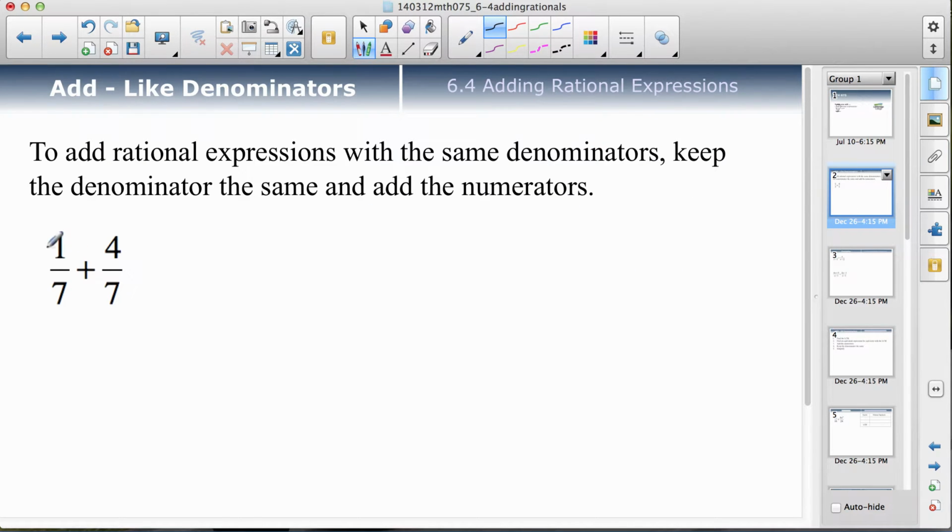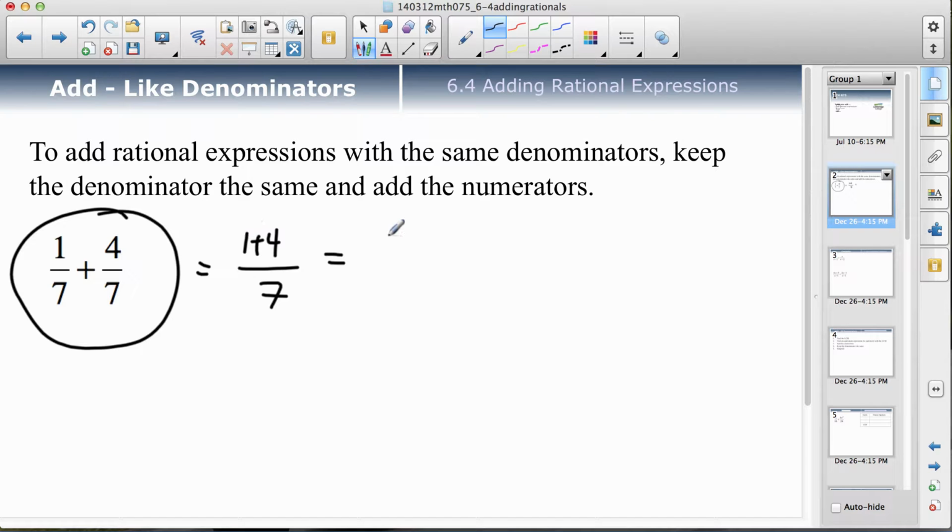Back in the old days, when we just had normal fractions to add, the rule was that if they had the same denominators already, then you would just keep that same denominator. You don't change it, you don't multiply it, it's 7. And then you add the numerators. I could write 1 plus 4, or I can write 5 over 7. That would be my answer.